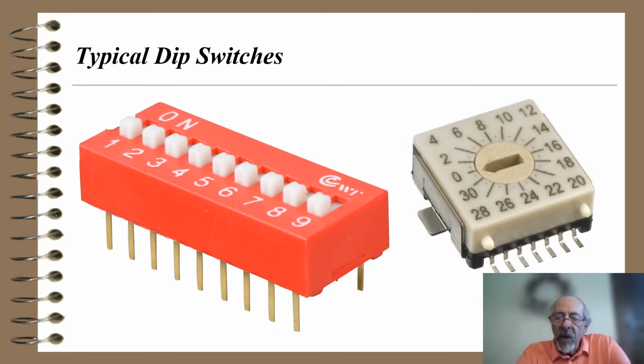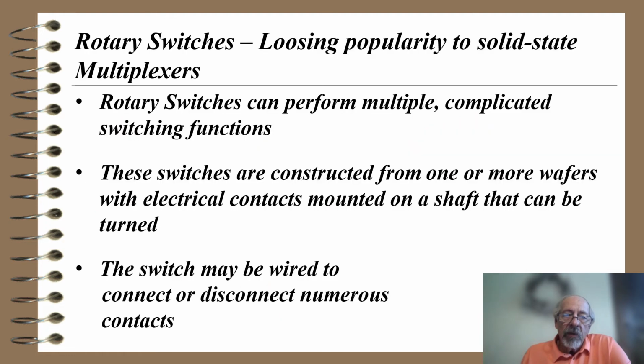The one on the far right is kind of interesting. That's a surface mount switch, and normally you use a little thin screwdriver to turn this, and you can put it in the various positions, 0, 2, 4, 6, 8, and so forth. And so you have many different combinations that you can switch with that particular switch.